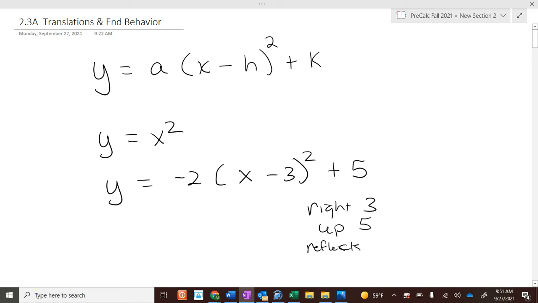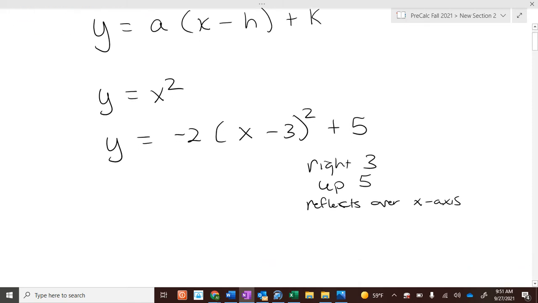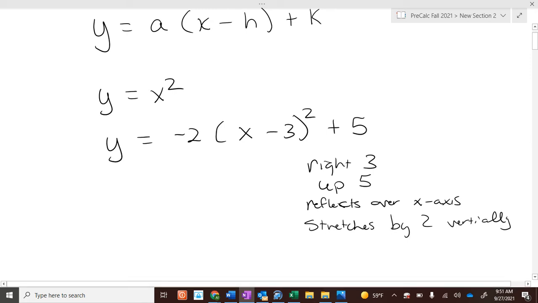Oh, you are so good. It reflects over the x axis, and then we say it stretches by 2 vertically. So the negative is the thing that reflects it over the axis. The 2 is the thing that stretches it by 2 vertically.